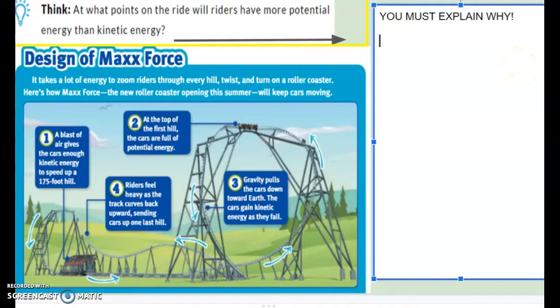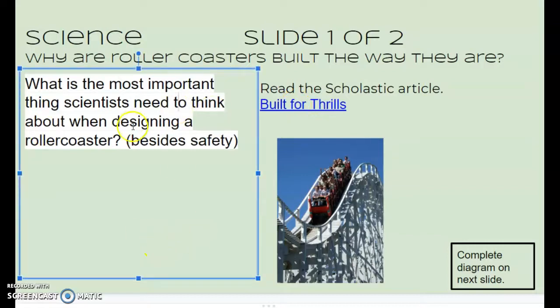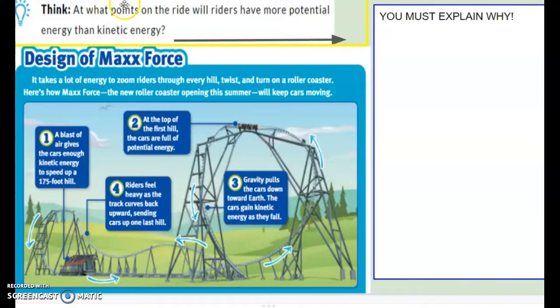So, for today's lesson, just a little recap. You're going to read the article, Built for Thrills. Answer this question in complete sentences. Then you're going to come over at this diagram. You're going to read all of this diagram, design of max force. And you're going to think about at what point, there could be more than one, at what point on this ride will the riders have more potential or stored energy than kinetic energy?